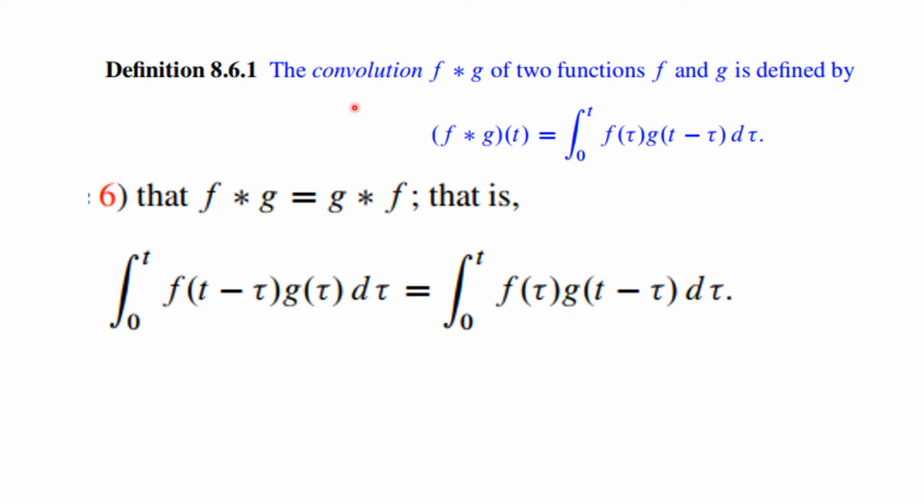That motivates our definition. The convolution f star g of two functions f and g is defined this way. It's a function of t, and the t is an upper limit here, and the t is also in this equation. And it is a nice exercise for you to show that f star g is the same thing as g star f. That's a change of variable, and again, a good exercise for you to work through.